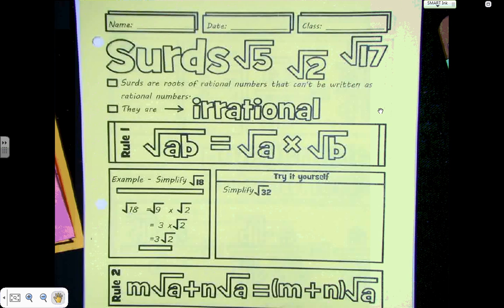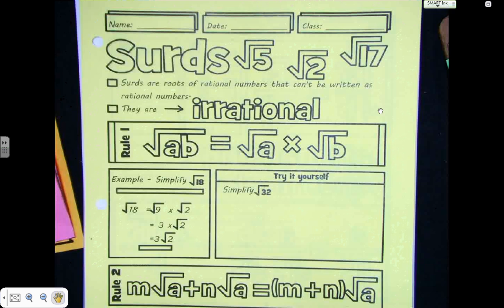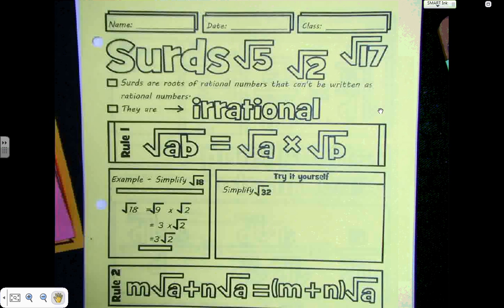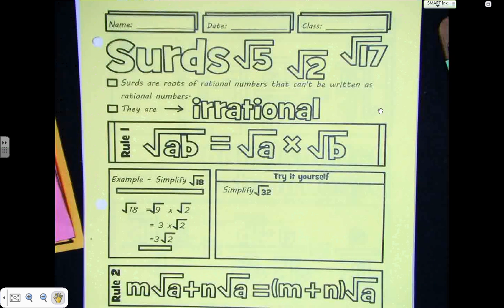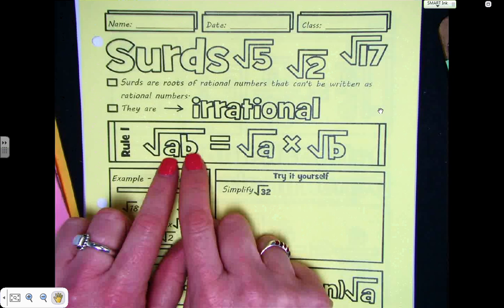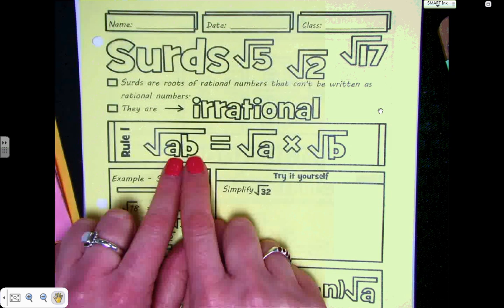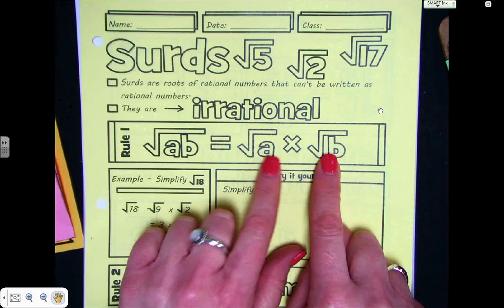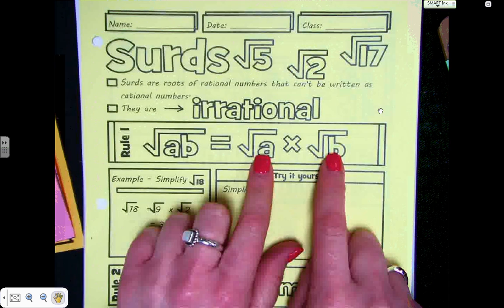Sometimes I can take my radicand and break it into two factors, one of which is a perfect square. And so that allows me to simplify it. So if I take the square root of a number, break it into a times b, then I can rewrite it as the square root of a times the square root of b.